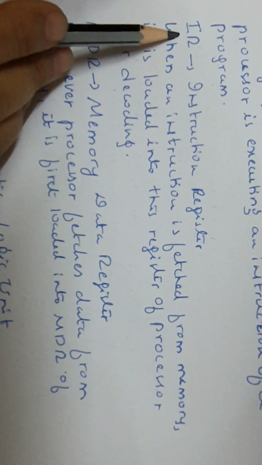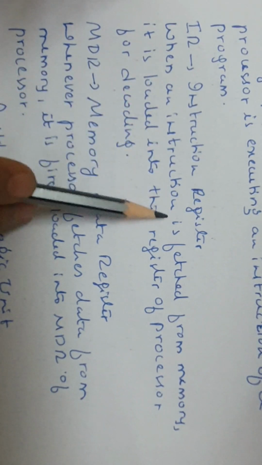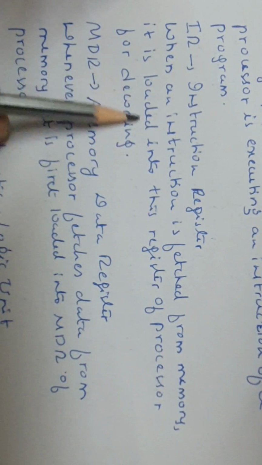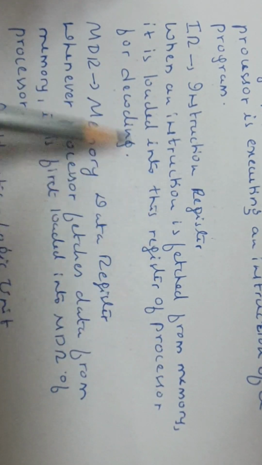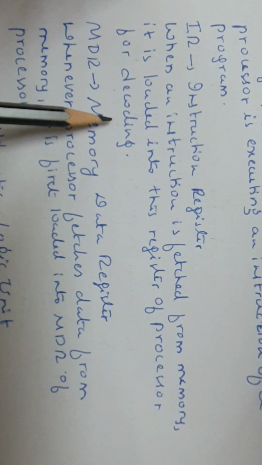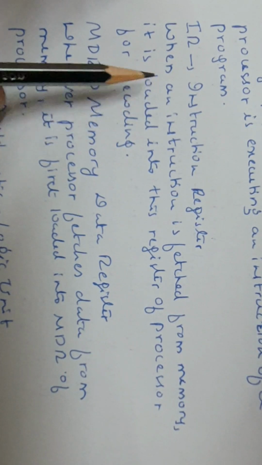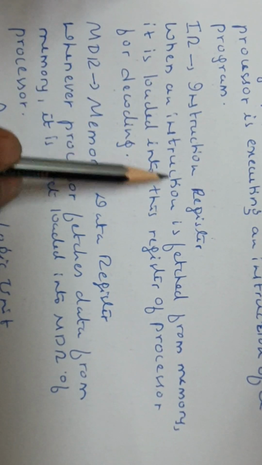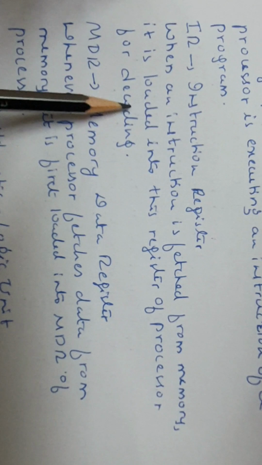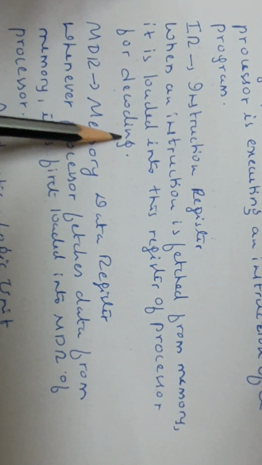Okay. Next, IR, instruction register. When an instruction is fetched from memory, it is loaded into this register of the processor for decoding. So we keep our program in the memory. Program means a set of instructions. One by one the processor will be fetching them for execution. Whenever the processor fetches an instruction from memory, it keeps that instruction in the instruction register of the processor for decoding.